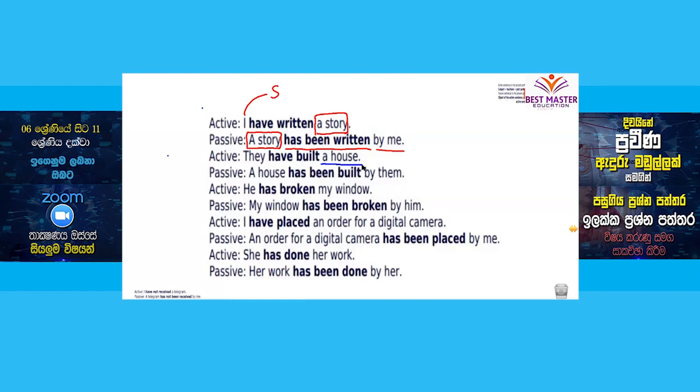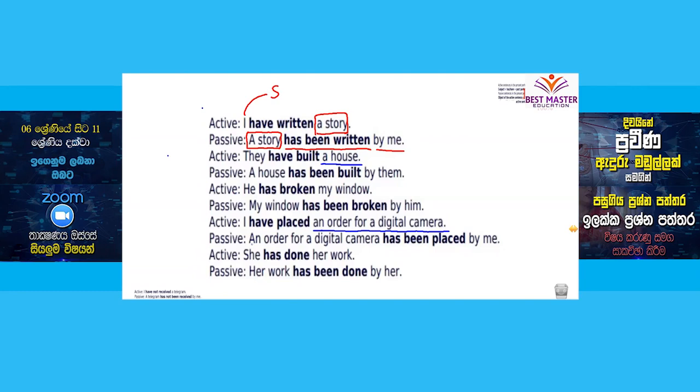I'll show you the answer here. After that, we can discuss. Look at an order for a digital camera, the very long object here. An order means only one, and you know we use an for a singular one. An order for a digital camera has been placed by me.